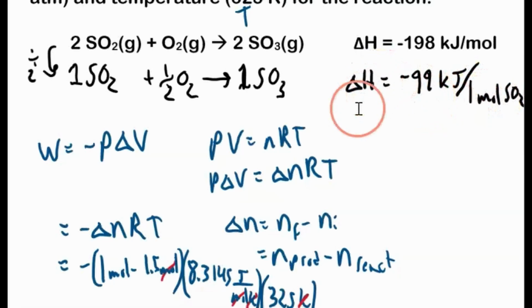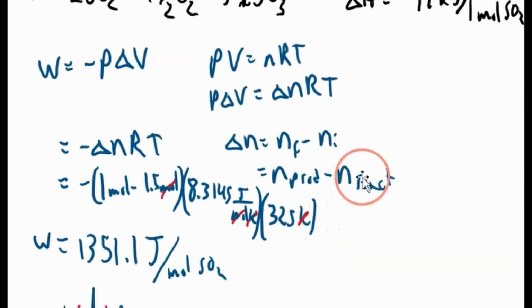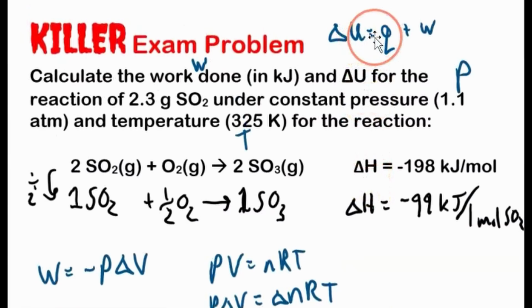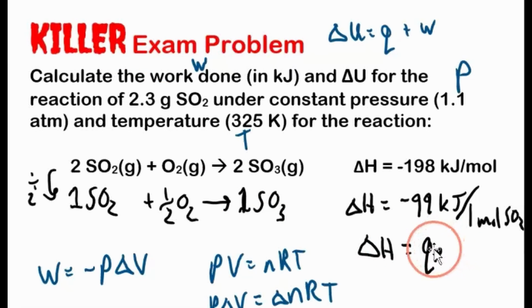So we have the change in enthalpy. We have the work done. We can get the change in internal energy. Now this is the heat, but energy transferred is heat. But under constant pressure and with PV work only, the change in enthalpy is equal to the heat transferred as work.